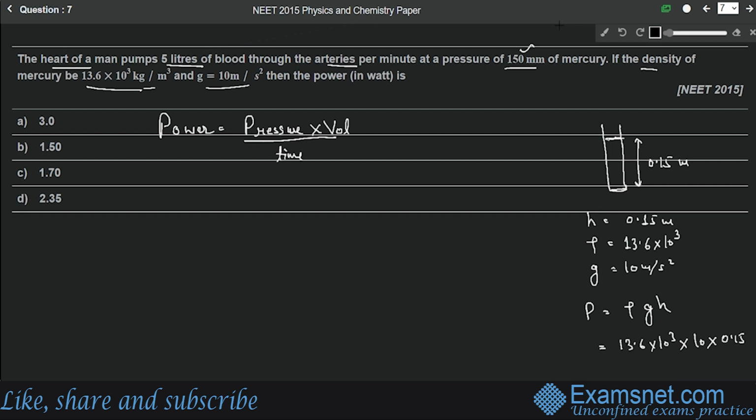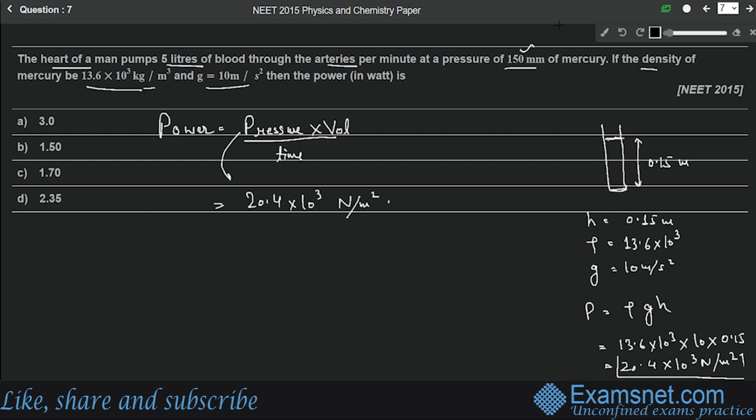Okay, so this will be the pressure of the blood as well, because here it is compared to the mercury. So on solving this, what do we get? We'll get 20.4 into 10 to the power 3 Newton per meter square. This will be the pressure. So let's put this value here. In place of pressure, we can write 20.4 into 10 to the power 3 Newton per meter square.